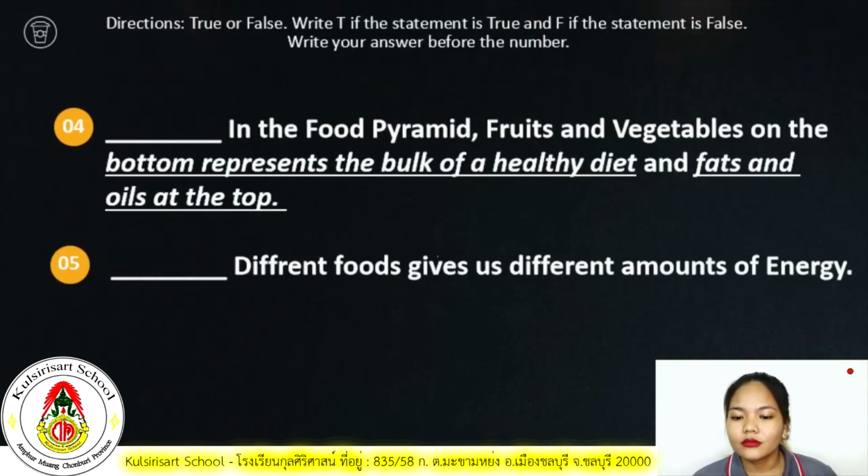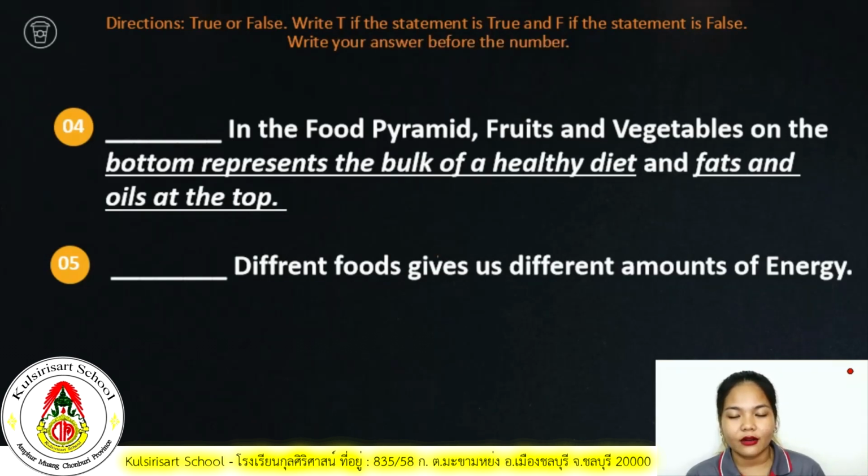Now, for multiple choice, we only have 3 items. That's only 1 to 3. And for the next one, we have here direction, true or false. Write C if the statement is true, and write F if the statement is false. Write your answer before the number. Again, let me repeat the direction.